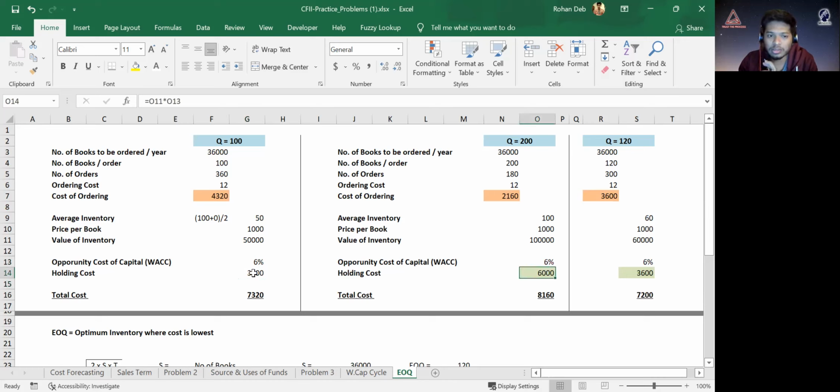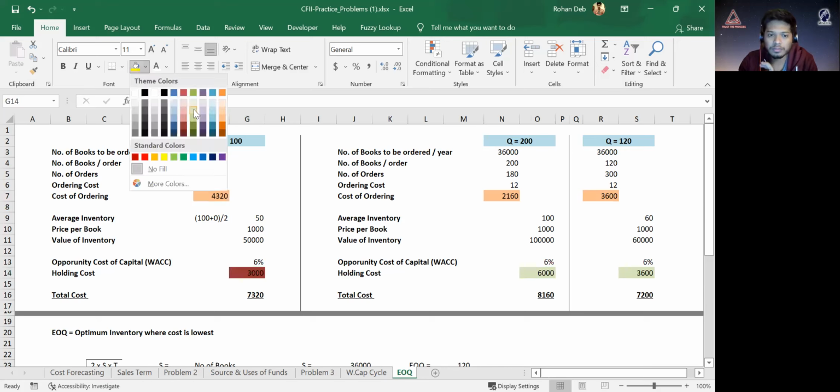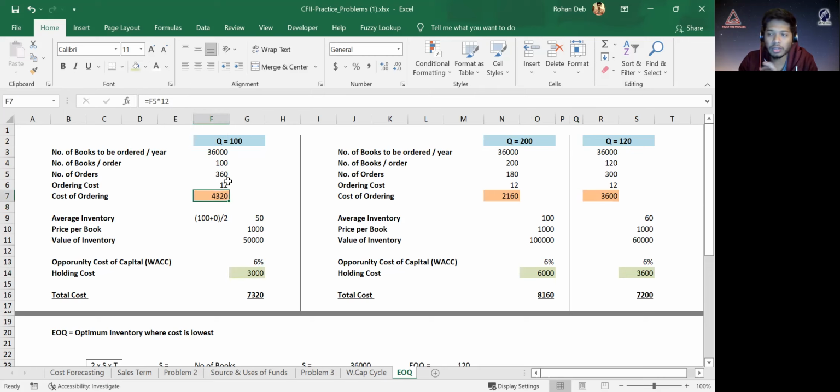Basically, there are two costs: one is your holding cost and one is your ordering cost. You can see over here, when you're ordering at 100 books per order, the cost of ordering is 4,320 and the holding cost is 3,000. However, when you increase the lot size to 200, the number of orders you have to place is only 180, because 36,000 divided by 200 is 180, and the ordering cost per order remains the same. So the cost of ordering reduces from 4,320 to 2,160.